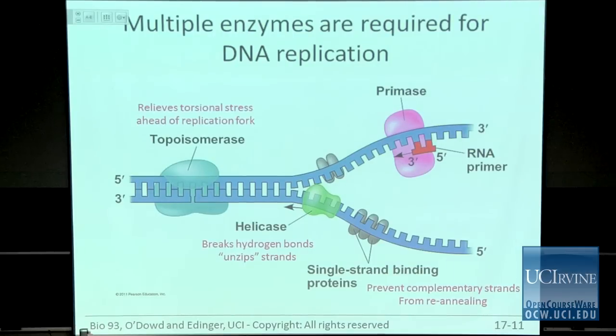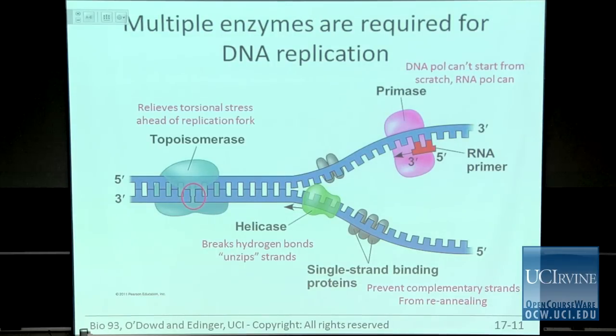Now another guy over here, topoisomerase, and what this does is relieve the torsional stress ahead of the replication fork. In a few minutes, I'll do a demonstration that hopefully will help you understand what torsional stress is. But I want you to notice here that topoisomerase has broken the backbone of DNA, so it can break phosphodiester bonds. Over here, we have another enzyme, primase.